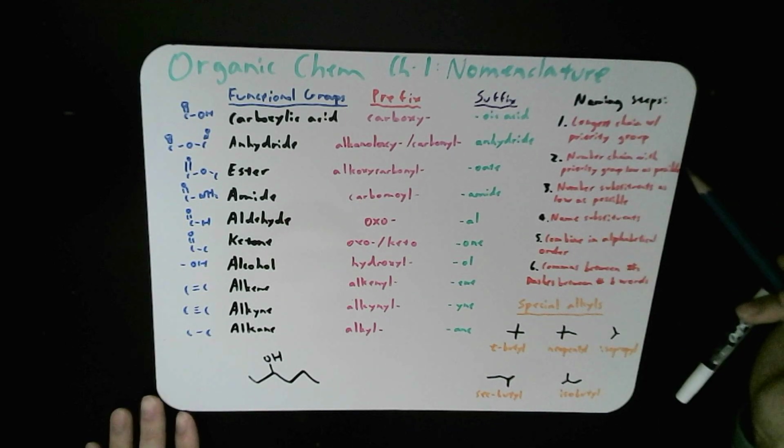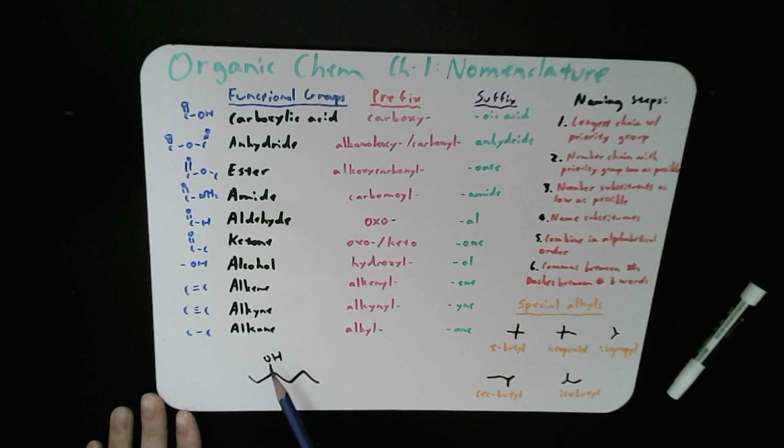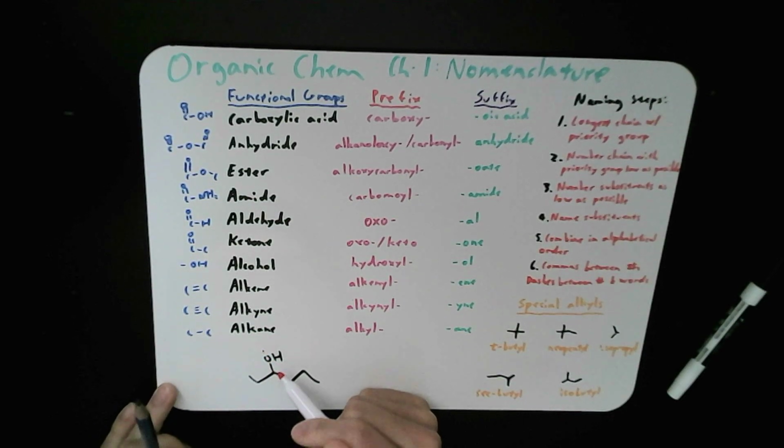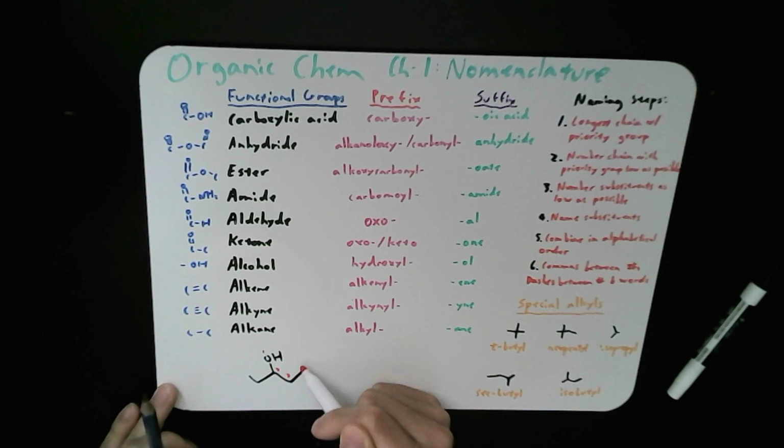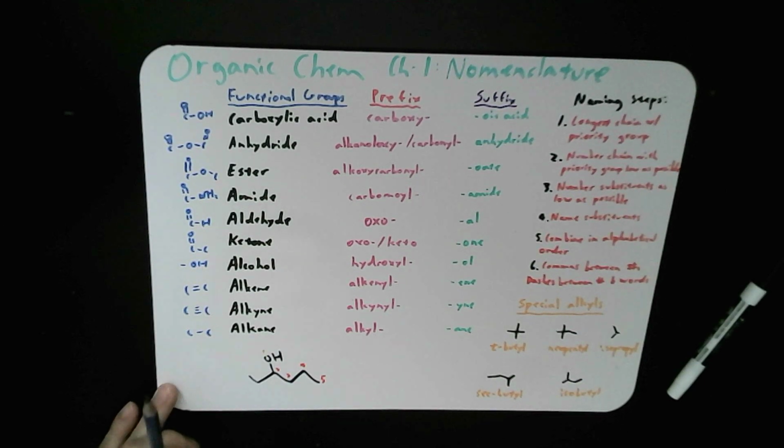Next, we want to number the chain with the priority group as low as possible. So we will use OH and note it down as 1. Number 1 for our priority group, 2 for this, 3, 4, 5. That's our chain. Next, we want to number the substituents as low as possible.